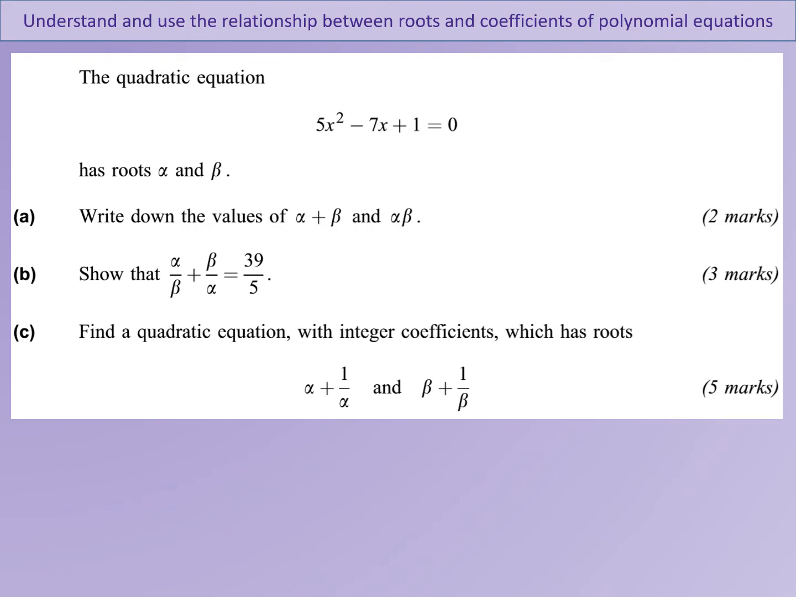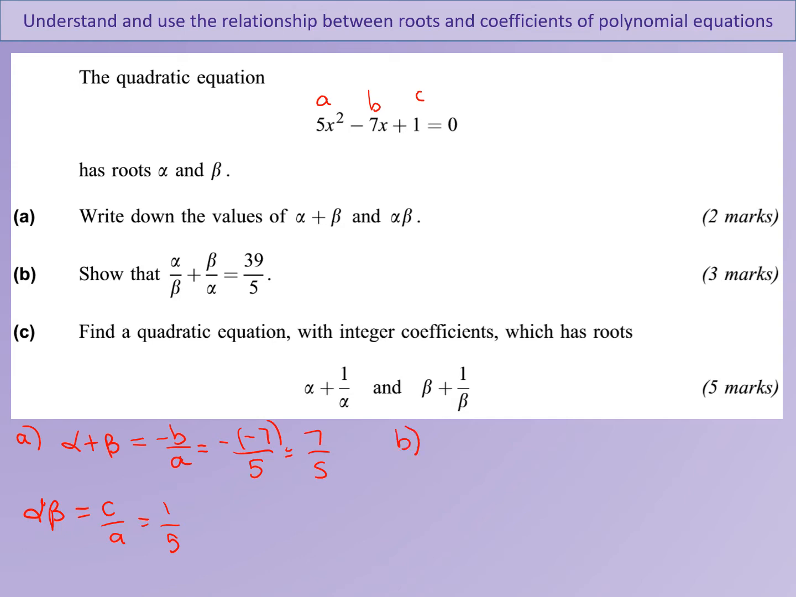Let's take a look at this example. The quadratic equation 5x squared minus 7x plus 1 equals 0 has roots alpha and beta. So here, if we define a to be 5, b to be minus 7, and c to be 1, we can then have a go at working out part A. And so we have alpha plus beta would be equal to minus b over a, which would be minus minus 7 over 5, so 7/5. And alpha beta, that would be c over a, so that would be 1 over 5.